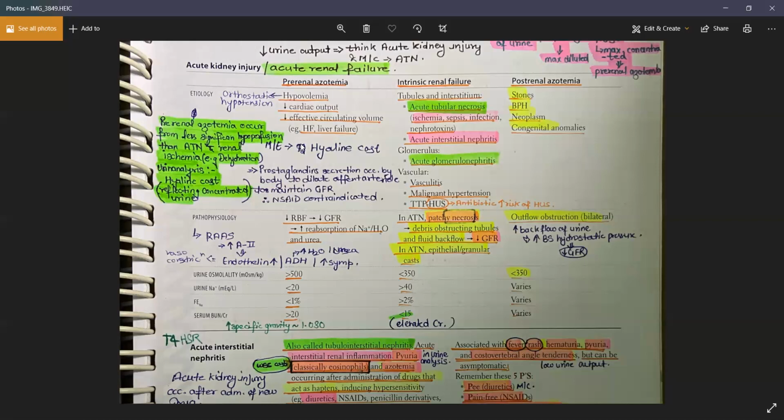Now, because of this increase in the urea absorption, you will have a high BUN in the blood. And once you do the ratio of the BUN to creatinine, you will find a ratio more than 20 because of excessive increase in the reabsorption of the BUN. Because the RAS is activated, you will have a reabsorption of sodium also. And that's why the fractional excretion of the sodium is less than 1%.